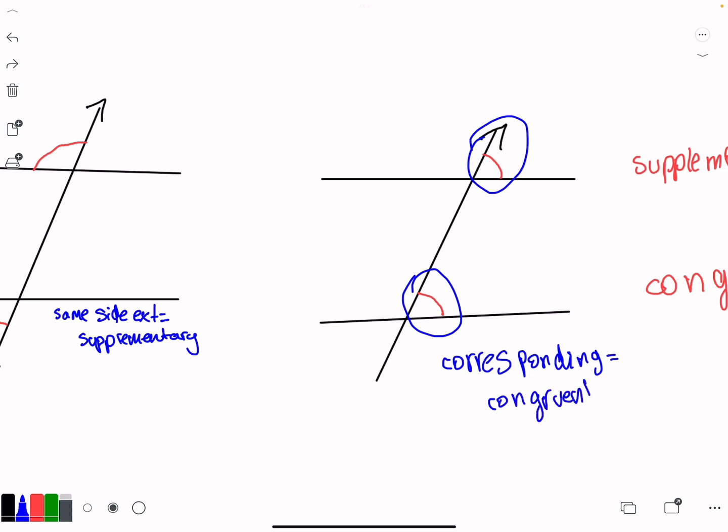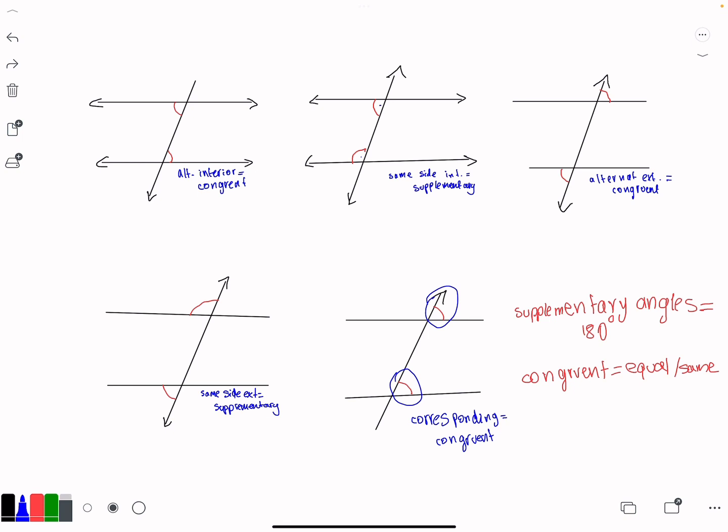So the only supplementary angles that you're going to have are the same side angles, which, whether exterior or interior, are always going to be supplementary.